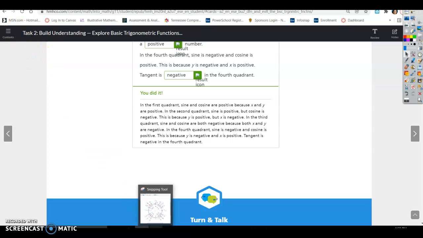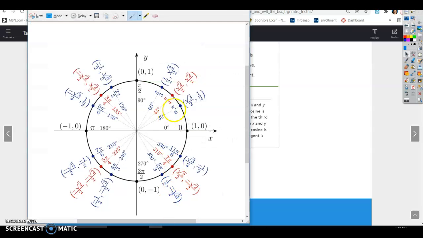Real quick, I'm going to show you this. Basically what we've done is just talk about these 3 angles in all 4 quadrants. And this is going to be somewhere in your notes for you to look at. But this is the different angle measures in each of the 4 quadrants that we have just talked about.